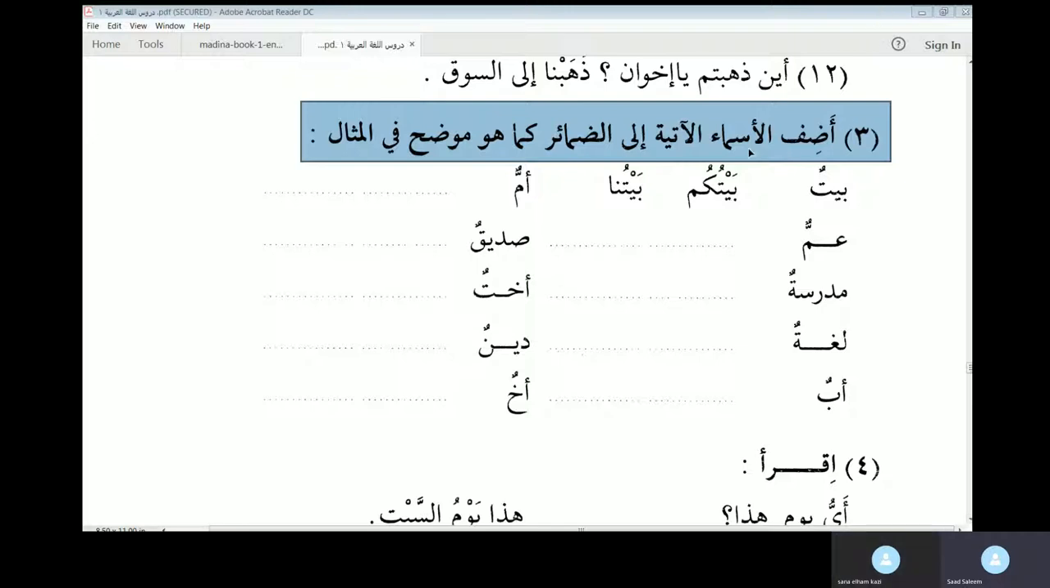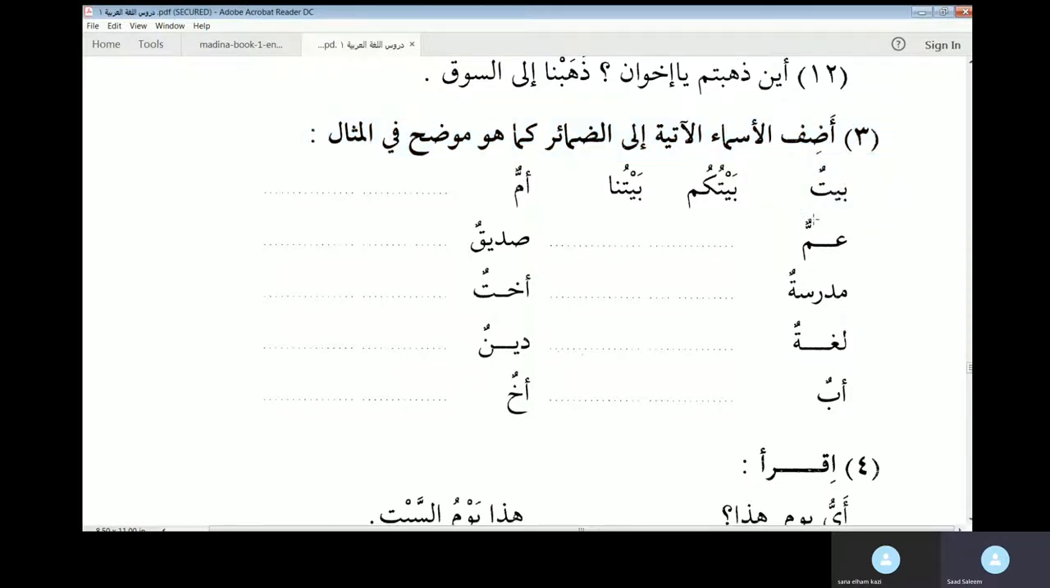Add the following nouns to the pronouns, zamair. Pronouns, zamair, is a plural word. Kama huwa muwaddahun fil misali, like it is explained in the example. He's asking you to add these nouns to their pronouns. So start adding.